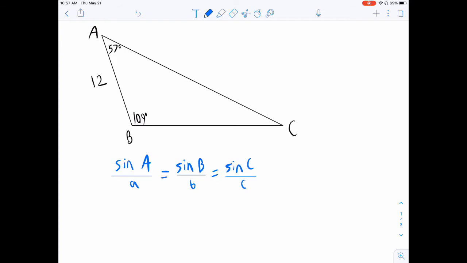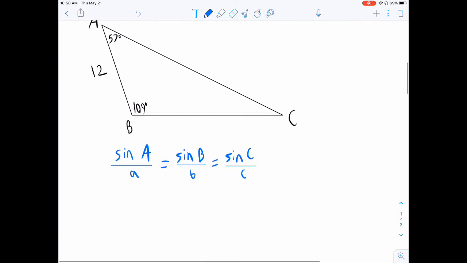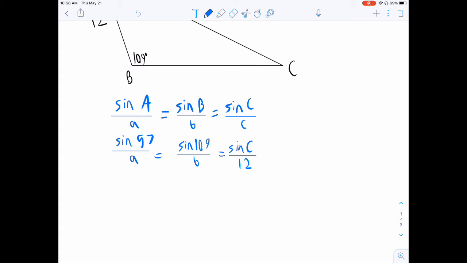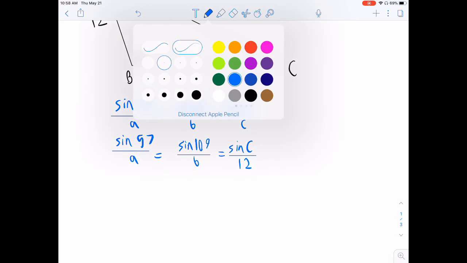Okay, and so now we substitute, of course, what we have in each problem. This will come out to be sine 57 over A equals sine 109 over B, which will equal sine C over 12. So since we can't really solve for A and B first, we have to solve for C.